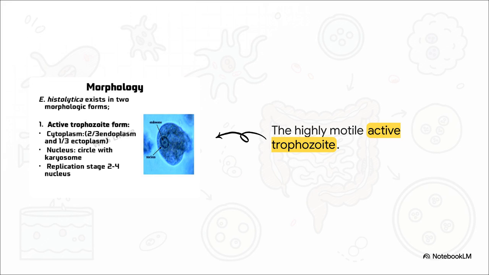So meet the active Trophozoite form. This is the replicating phase. You've got the cytoplasm and that distinct circular nucleus with a karyosome right next to the endosome. It reproduces by binary fission and gets its energy by literally gobbling up bacteria and food particles. Make no mistake, this is the form that actively invades and causes severe tissue damage.